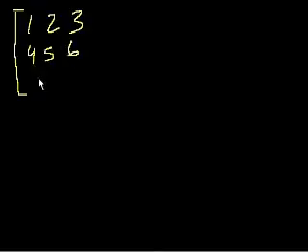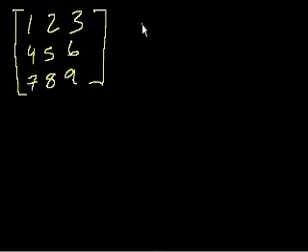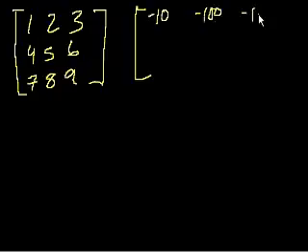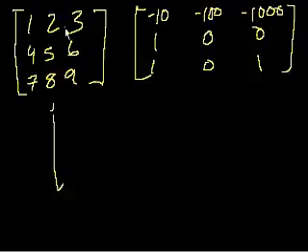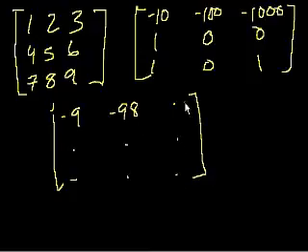So for example, you could add these two matrices. You could add 1, 2, 3, 4, 5, 6, 7, 8, 9 to this matrix, I don't know, minus 10, minus 100, minus 1000. I'm making up numbers. 1, 0, 0, 1, 0, 1. You can add these two matrices, right? Because they have the same number of rows and the same number of columns. So if you were to add them, the first term up here would be 1 plus minus 10, so it would be minus 9. 2 plus minus 100 is minus 98. I think you get the point. You would have exactly 9 elements, and you would have 3 rows and 3 columns.